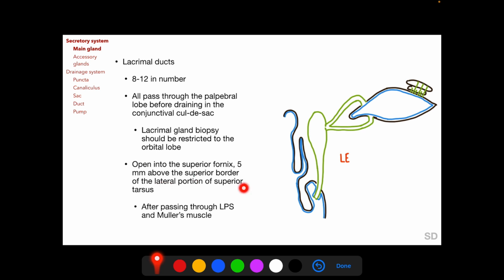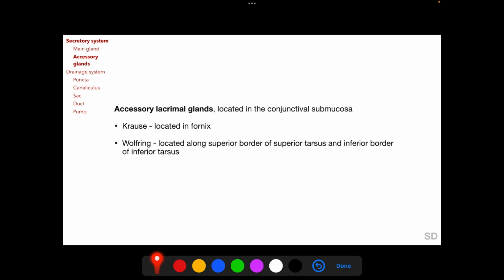The accessory lacrimal glands are located in the conjunctival submucosa, and those located in the superior and inferior conjunctival fornices are called accessory lacrimal glands of Krause, and those located along the superior border of the superior tarsus and the inferior border of the inferior tarsus are called the accessory lacrimal glands of Wolfring.